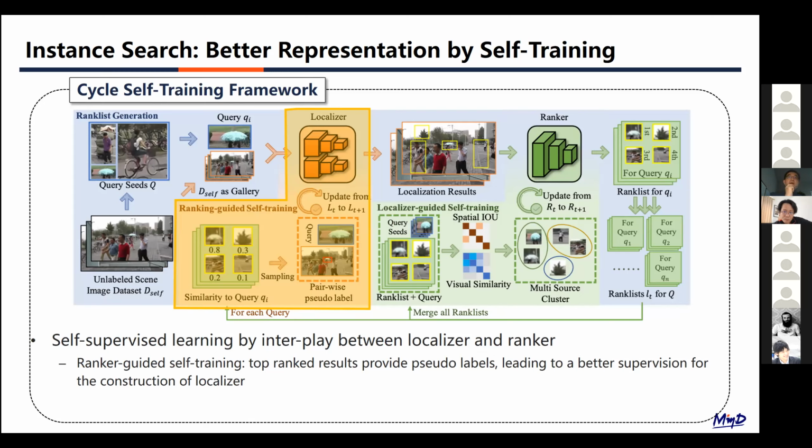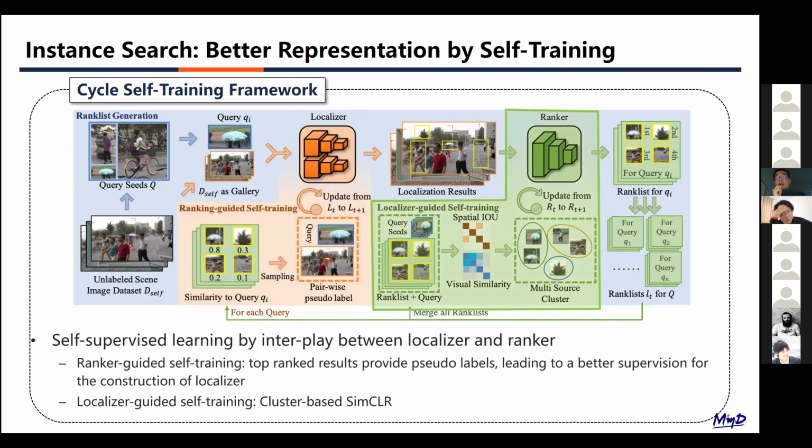So as the first part of this framework, we have this ranker-based self-training approach, which essentially is to treat the top rank results as true results and use those pseudo labels for the top rank results to guide the localizer to better identify the related objects.